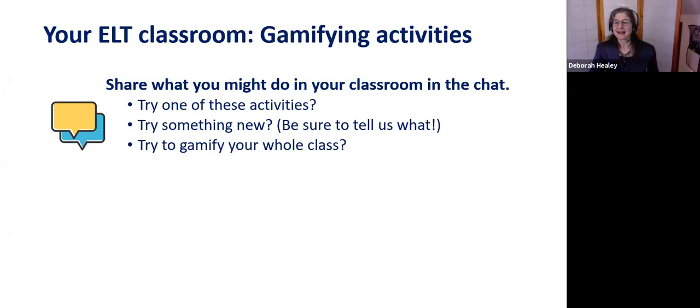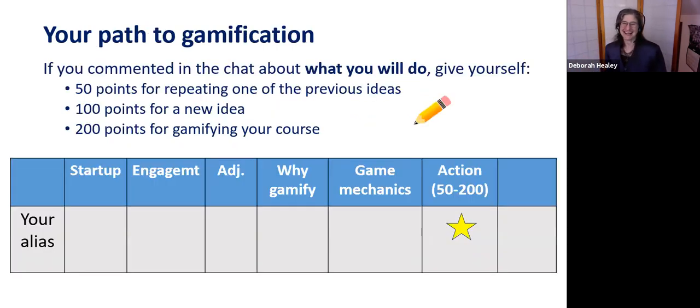All right. Excellent. And I'm sure there are more ways. And remember, it's adding game elements, as Kate was saying, not just playing games. So you've got making it feel like a game in your class. Now, guess what? You're going to add a column called action to your scorecard. If you responded in the chat about what you will do, give yourself 50 points if you're thinking about one of the previous ideas, 100 points for a new idea, and 200 points if you're thinking about gamifying your course.